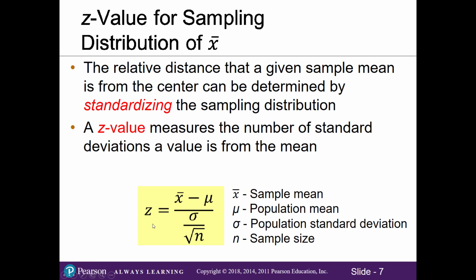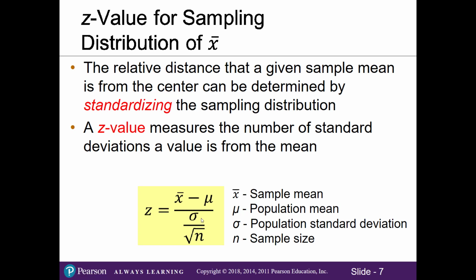So here's our formula for our z-value, and it'll look familiar or very similar to what we learned in Chapter 6. Here we've got our sample mean minus our population mean, which is essentially our sampling error, and then we divide it by our standard error, or the standard deviation divided by the square root of n. This is the component that we learned about in Theorem 2.